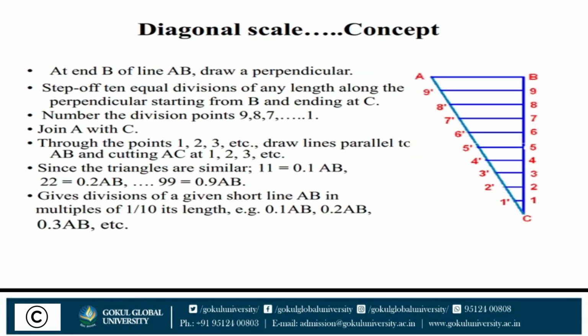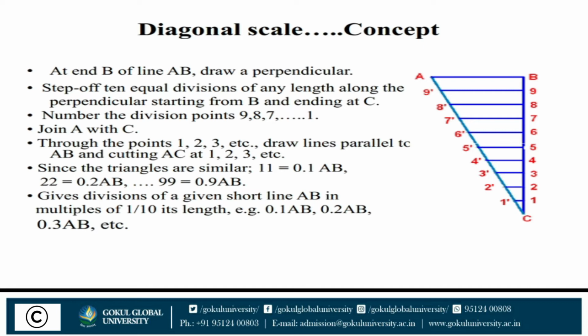Now the diagonal scale main concept. At B of line AB, draw a perpendicular. Step off 10 equal divisions of any length along the perpendicular, starting from B and ending at C. Number the division points 9, 8, 7, 6, 5, 4, 3, 2 and 1. Join A with C. Through the points 1, 2, 3, etc., draw lines parallel to AB and cutting AC at 1, 2, 3, etc.